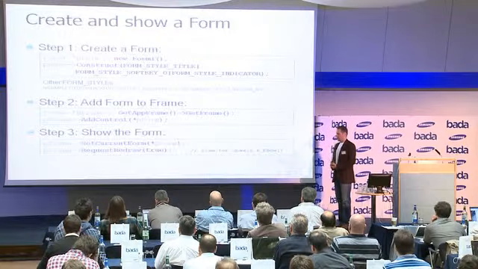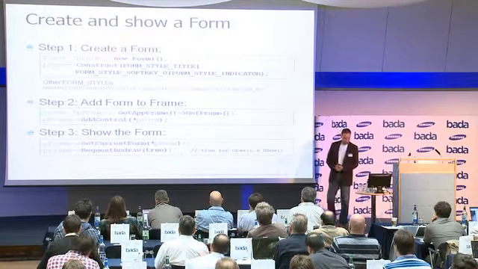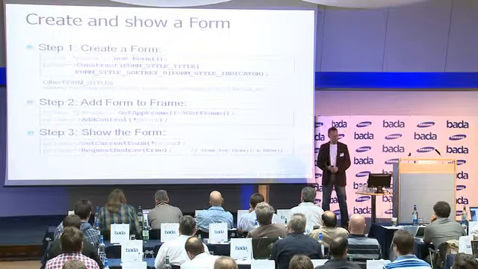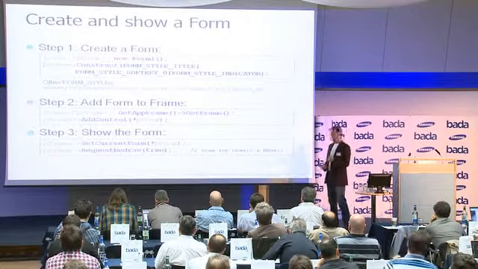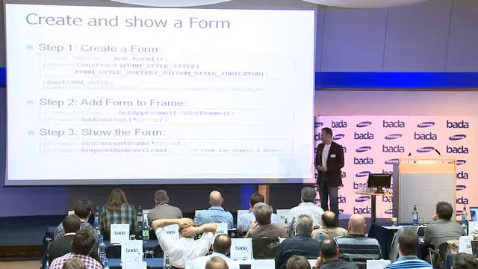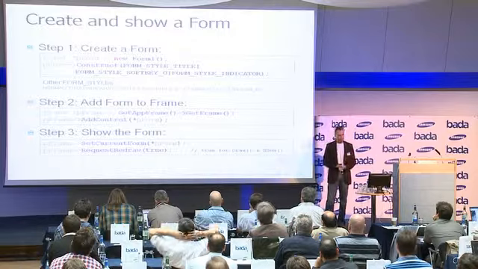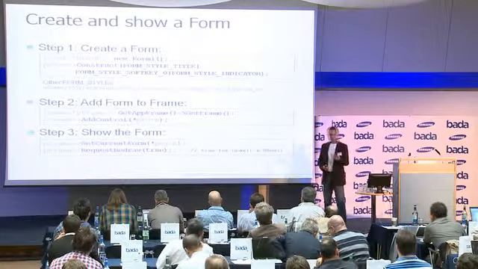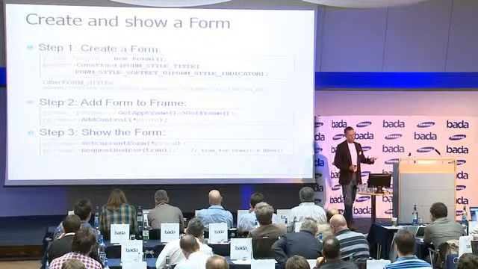And now eventually the third step is then to show the form. Well, as I said earlier, every frame can have several forms. So the first thing we have to do is set our form to the current one. We do this by invoking setCurrentForm. And then eventually, to actually show the form, we have to request a redraw, which means the form is drawn and then shown eventually. And then we have it on the screen.